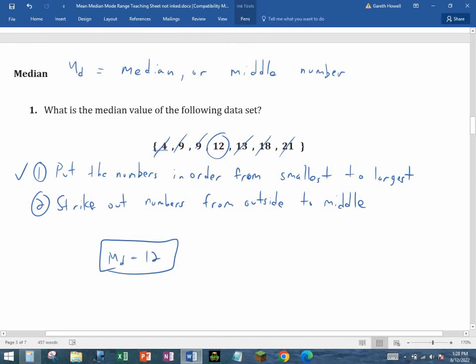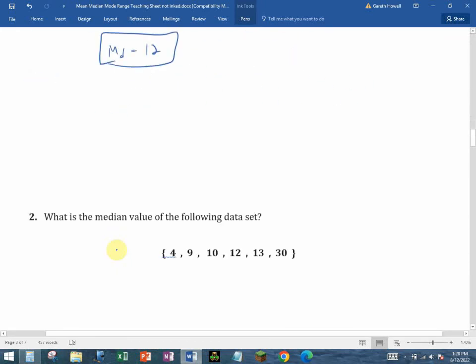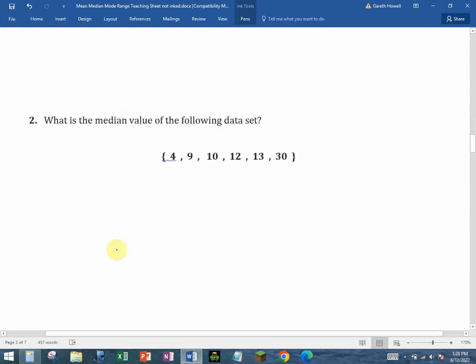But sometimes you'll actually have two numbers left in the middle. Let's see what happens when we have that situation. The first thing I do is order them from least to greatest, which they are: 4, 9, 10, 12, 13, 30. They're ordered. Good. Step one is done. Step two, I'm going to strike them out. 1, 2, oh! If I strike those out, they will both be struck out. So I'm actually left with two numbers.